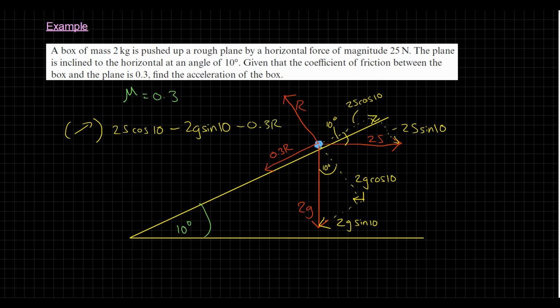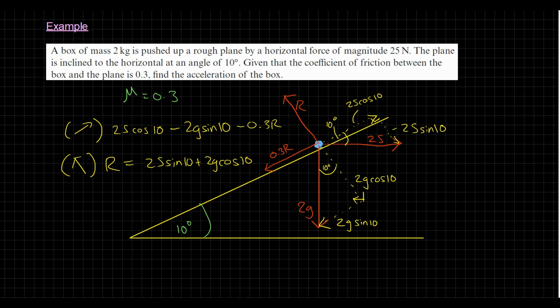Okay, and then resolving perpendicular, we've got R going up, that's that one. We've got 25 sine 10 down, and we've got 2g cos 10 down. So let's put those there. And in fact, I'm just going to equate them instead of saying equal to 0. I'm going to say the R going up is equal to the 25 sine 10 down plus the 2g cos 10 down. Okay.